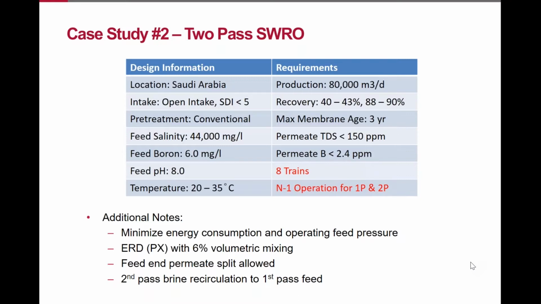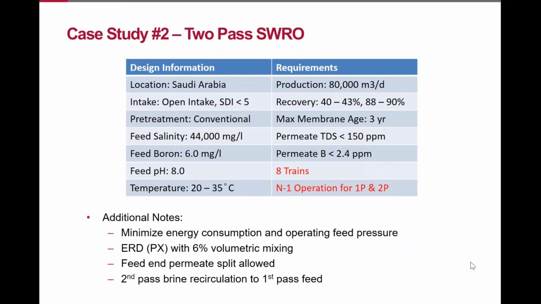Operating temperatures will be between 20 to 35 degrees Celsius, with a permeate production target of 80,000 cubic meters per day. And recovery from the first pass can be between 40 to 43%, and recovery in the second pass can be between 88 to 90%. Maximum membrane age, again, we're going to be using 3, and the permeate TDS target will be 150 ppm, and the permeate boron target will be 2.4 ppm.